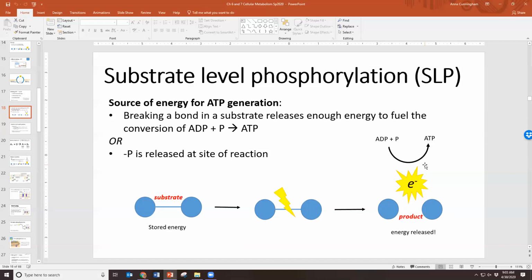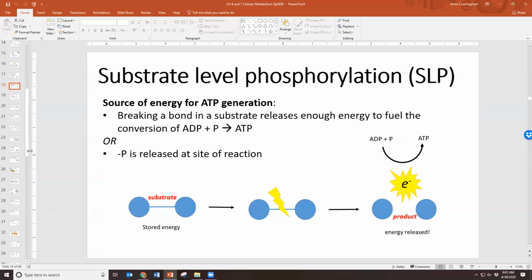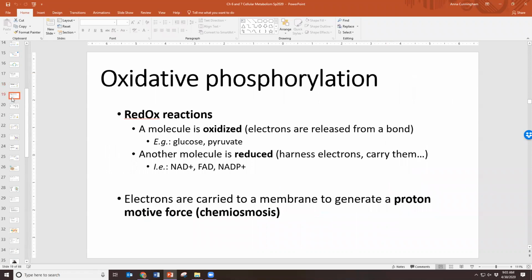ATP is made right here. It's called substrate level phosphorylation because it's made at the level of the substrate. There's no electron transport chain. It's one step. Energy is released from breaking a bond, a phosphate is released from the site of a reaction, but whatever it is, it's enough to make ATP right then and there. All right. And then we have oxidative phosphorylation.